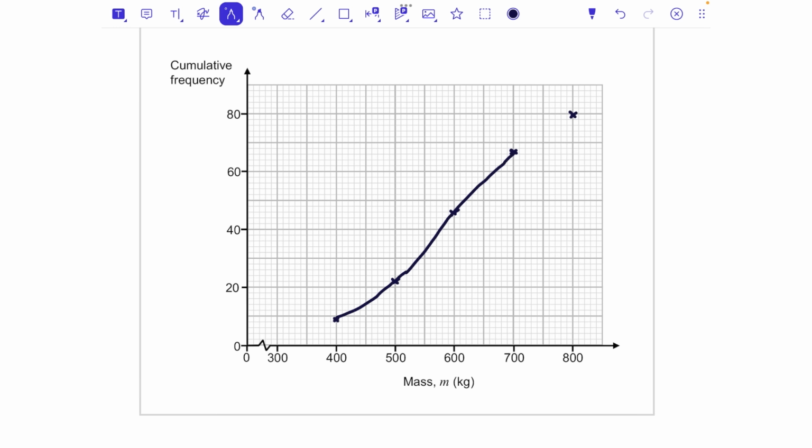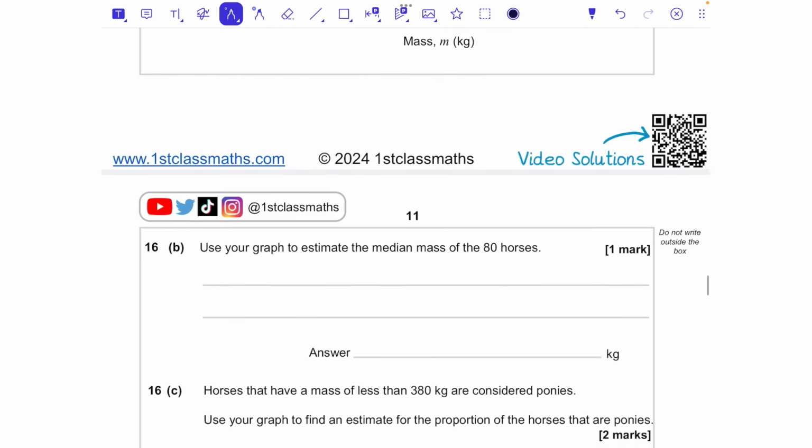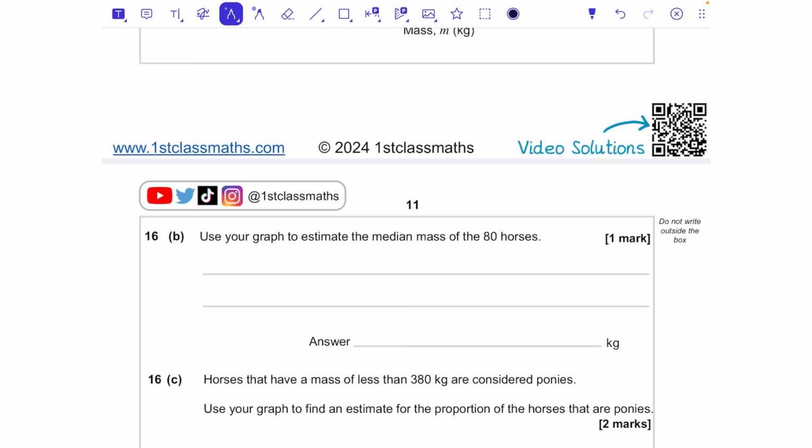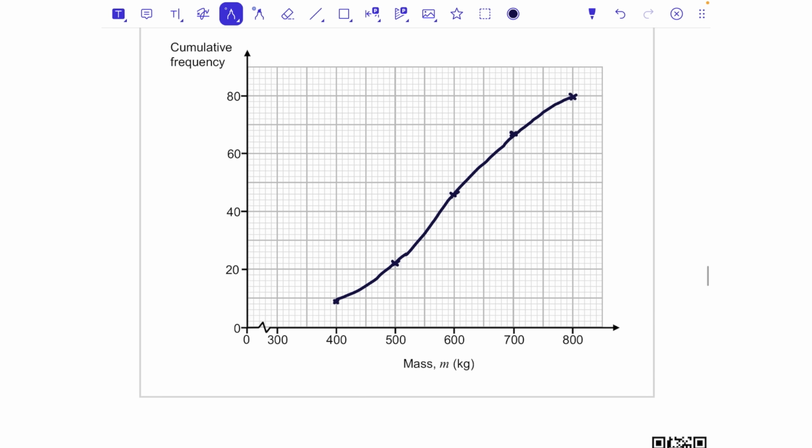Like that. Lovely. For part B, use your graph to estimate the median mass of the 80 horses. So if we've looked at the weights of 80 horses, we're going to be reading across in the middle. So we're going to look at the 40th horse. So get your ruler, read across at 40, hit the graph and go down.